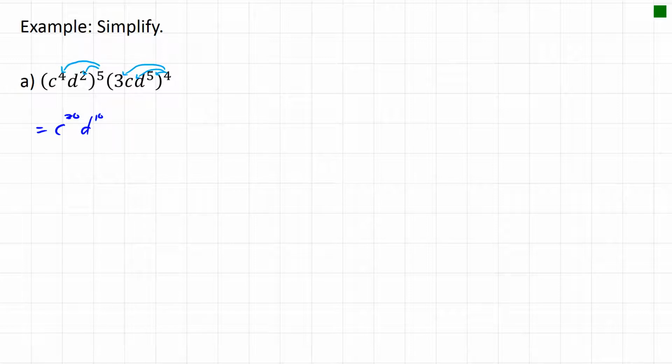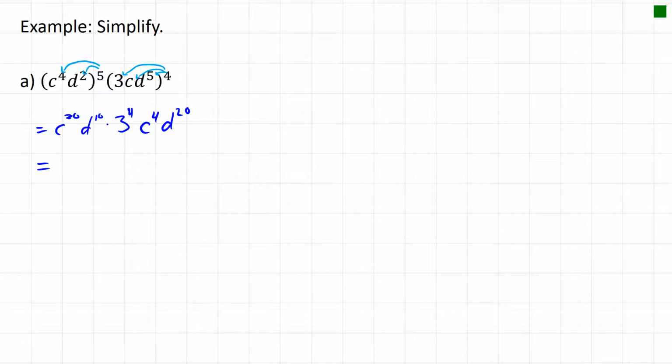And then in the second bracket, I have 3 to the power of 4, which I can't do in my head just yet, so I'm going to think on that one. And then c to the power of 4 and d to the power of 20. Now what I have is a bunch of powers together, all multiplied, and now I can use my product rule, which is I can multiply my powers with the same bases. So first I'll start with the number part, 3 to the power of 4.